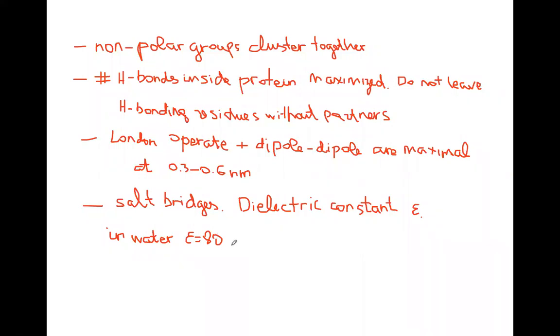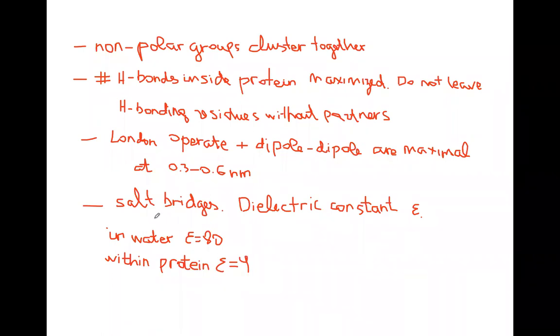If you have the hydrophobic protein environment within the protein, where there is no water, remember the electric constant is the smallest in vacuum, right? Within protein, where there is no water, it can be as low as 4. So obviously, if you have a salt bridge within the protein, it is going to be much stronger, because the dielectric constant will not be able to shield the charges so much, right?